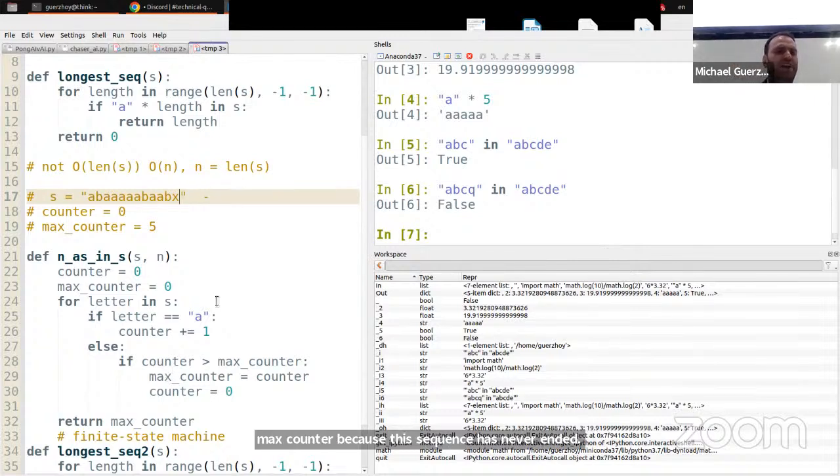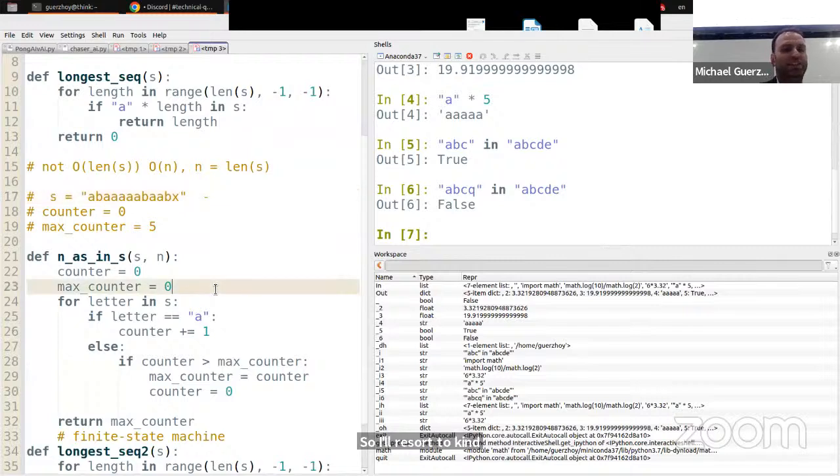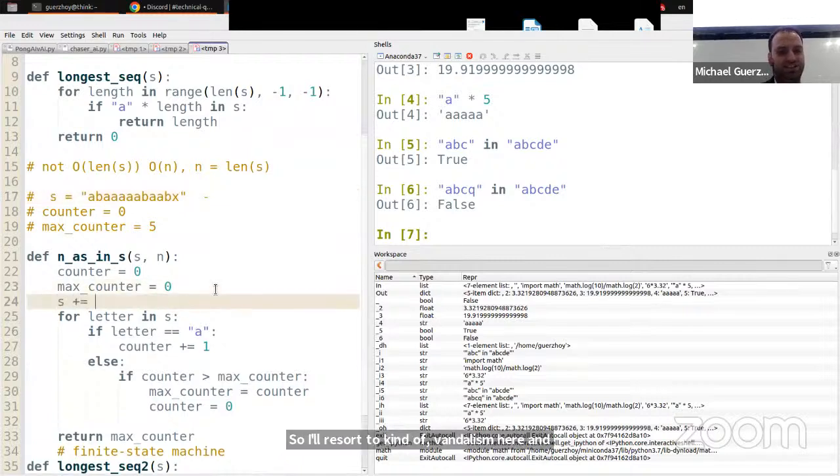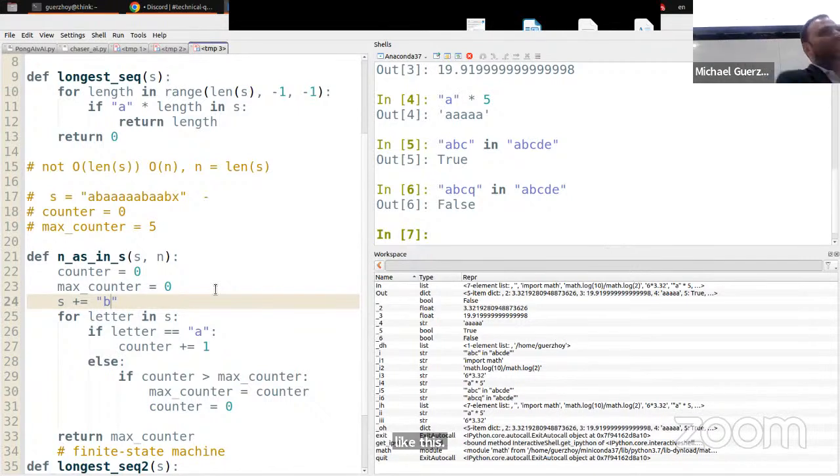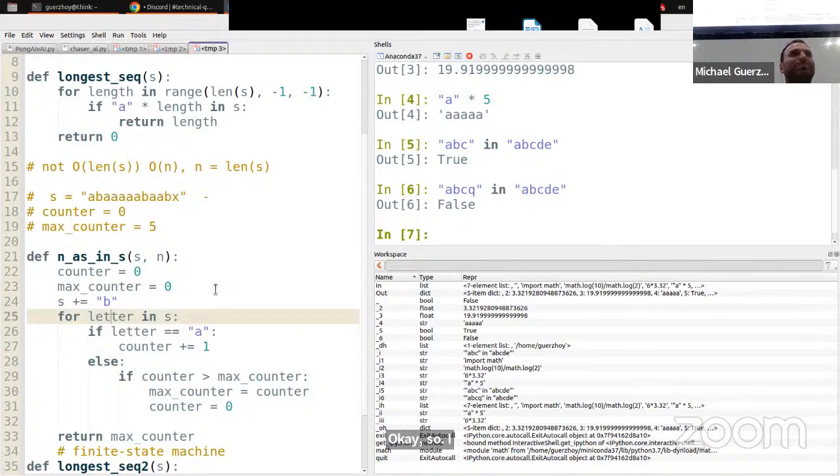So there's various ways to fix this. So I'll resort to kind of a vandalism here and fix it like this. Now S never ends with me because it ends with me. Okay, so I think arguably the most elegant thing. Does that make sense? Questions?